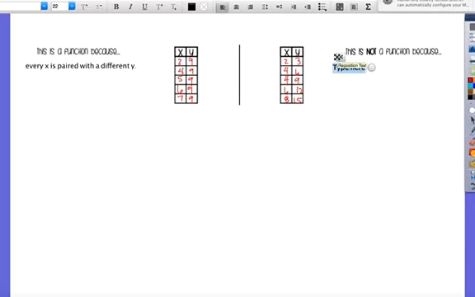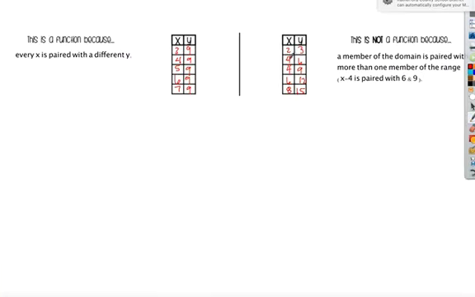not a function because a member of the domain is paired with more than one member of the range. And so we would say basically that this means that x equals 4 is paired with 6 and 9. And that makes it not a function because I can't have an x value that repeats. Basically, you would say this is not a function because the x value, x equals 4, repeats 2 times. And it can only show up once like it did in this table.